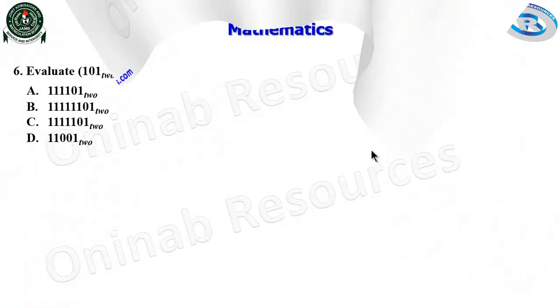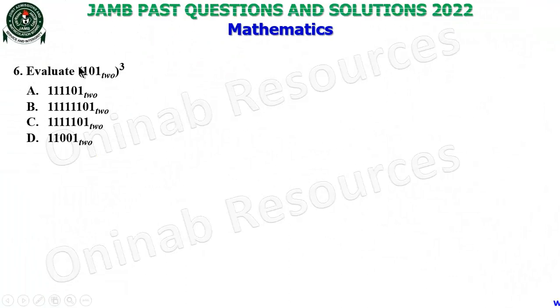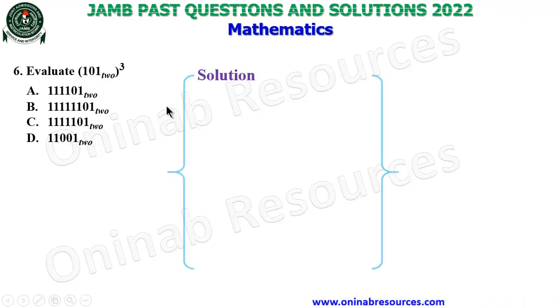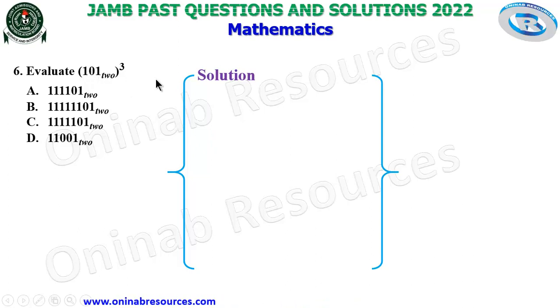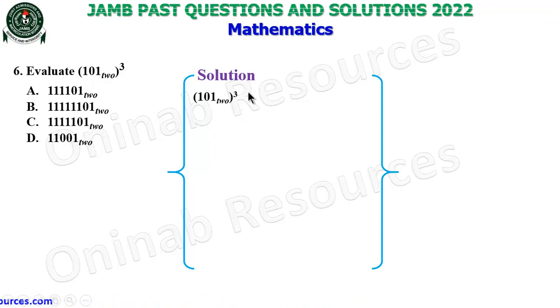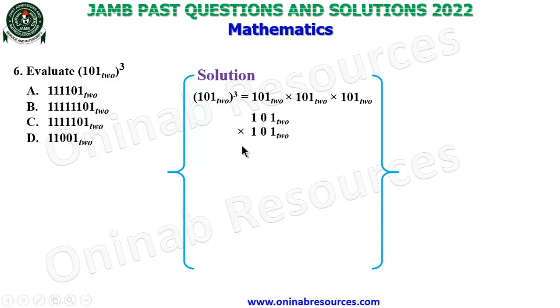We then go to problem 6. For problem 6, evaluate 101 base 2 power 3. This is a case of expanding. That is 101 base 2 power 3 is equal to 101 base 2 times 101 base 2 times 101 base 2. We're going to take them 2 at a time. So we multiply in base 2 directly. This is easier. You have the option of converting them to base 10, then simplify, convert back to base 2. That would be too long and time consuming.